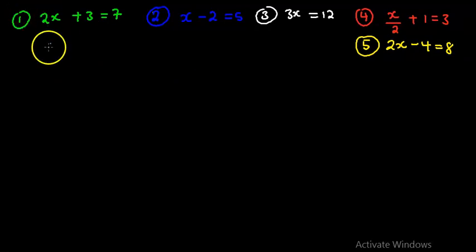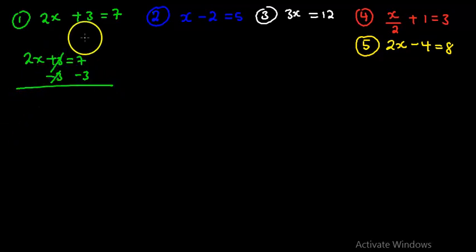Starting with the first one, which says 2x plus 3 equals 7. The first thing you need to do: here we have 3, that is positive 3. If this is positive, we need to make it negative, meaning that we are going to subtract 3 from both sides. Here is going to be negative 3, and here is going to be negative 3. Positive 3 minus 3 is simply going to be 0. This will cancel out. And at this point, we are going to be left with 2x equals 7 minus 3, which is simply going to be 4.